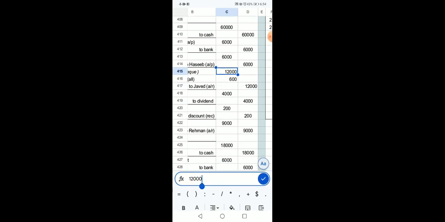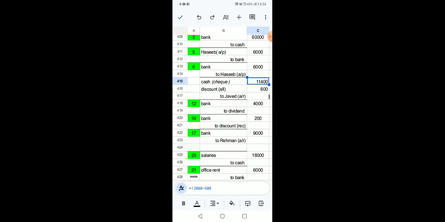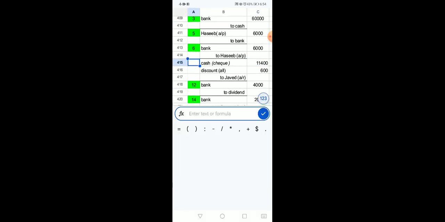Total amount was 12,000. So how much amount would be written on the check? More than 12,000 or less than 12,000? It's a matter of common sense. Whenever you give a discount, it will decrease the amount of cash. So here you will calculate the amount of the check. Total amount was 12,000 and you have given 600 as discount. So the final amount would be 11,400. It was entry number 8.